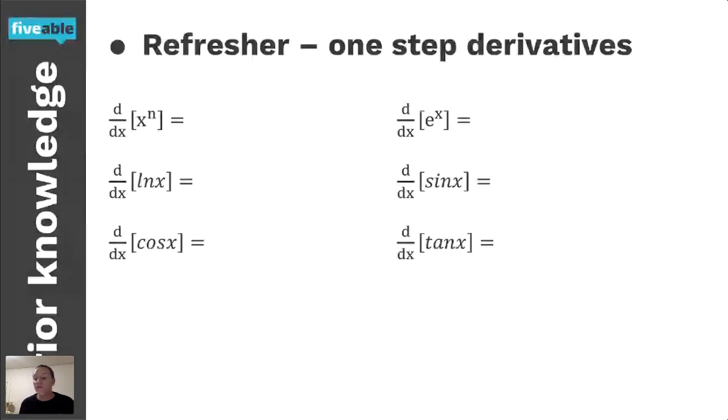All right, before we actually jump into exploring the product and quotient rules, we need to do a little quick refresher on a couple one-step derivatives because we're going to need to use them in the examples that I've picked out for tonight. So go ahead and take 30 seconds on your own paper and see if you can write down these 6 one-step derivatives and what their solutions would be. And then we will compare in just a second to see if you got them right.